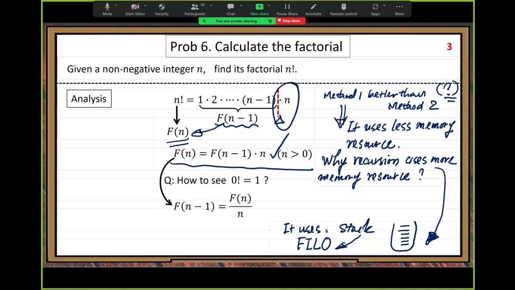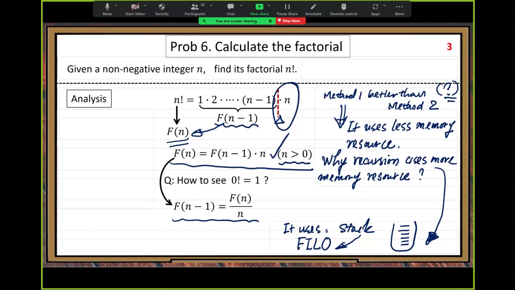Here, let's write it this way. We do division, because here we assume n greater than 0, so n cannot be 0. If n cannot be 0, we can do division by n on both sides of the equality, right? After we do the division by n, we get this formula.